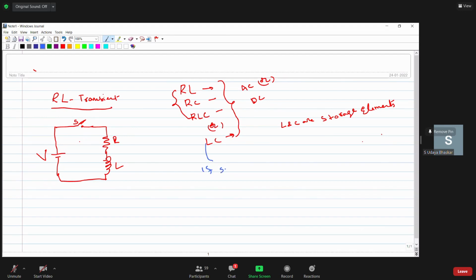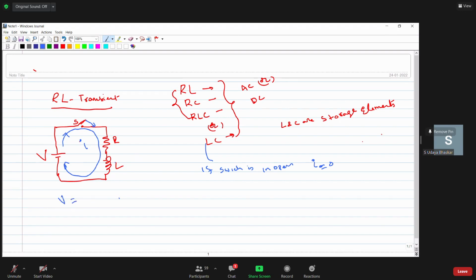If the switch is open, I is equal to 0 because it is an open circuit. And if you close the switch, then current will be flowing like this. Okay, this is the current flowing. So here current I will flow.